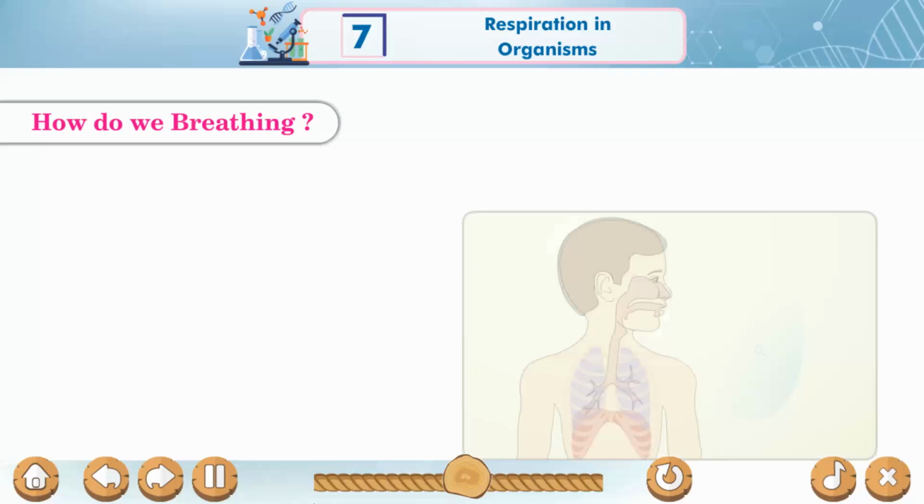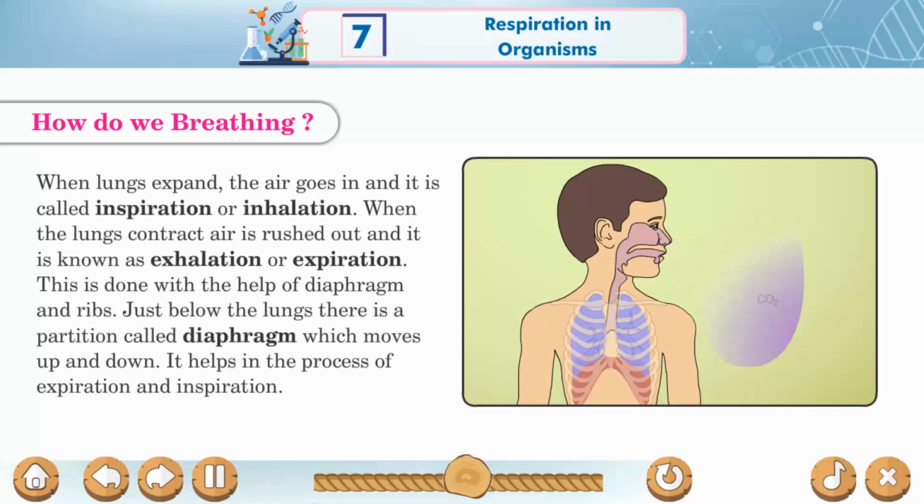How do we breathe? When lungs expand, the air goes in and it is called inspiration or inhalation. When the lungs contract, air is rushed out and it is known as exhalation or expiration. This is done with the help of diaphragm and ribs. Just below the lungs, there is a partition called diaphragm, which moves up and down. It helps in the process of expiration and inspiration.